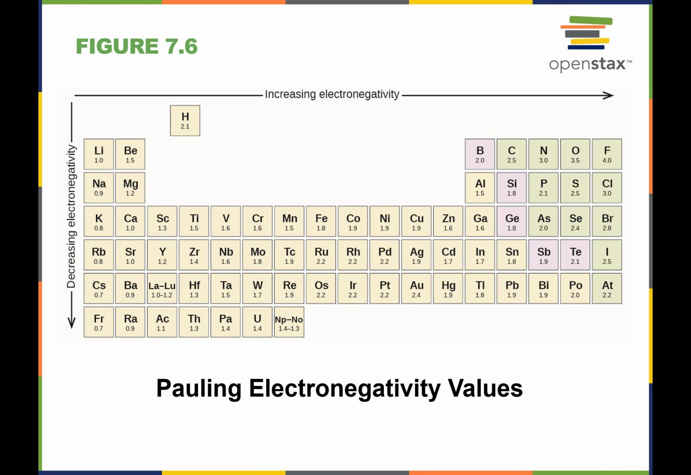Let's see, oxygen's 3.5. Oh, what about oxygen and fluorine? I don't know if this is what you were saying, but if you get an oxygen and a fluorine bonded together, then this guy is going to be partially positive and this guy's going to be partially negative. Why? Because of its Pauling value, its electronegativity value. Is that what you were saying? Mm-hmm.